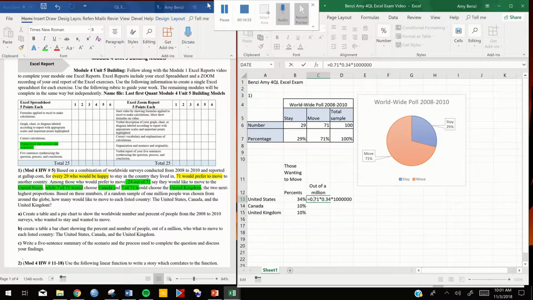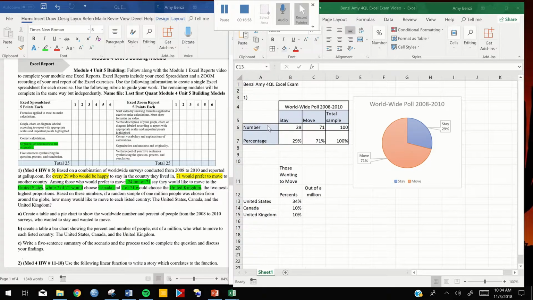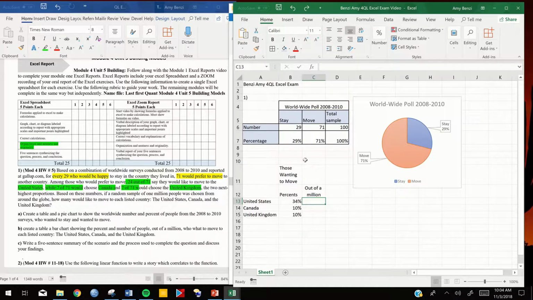Hold on, let me stop for a second and have a look at this. I got distracted. Okay, I'm back. All right, we were doing 34% times 71%, but I was doing decimal, and what I had wanted to do was I have 34% of the people who want to move. So that's 34% of this 71, of this orange section, you see?